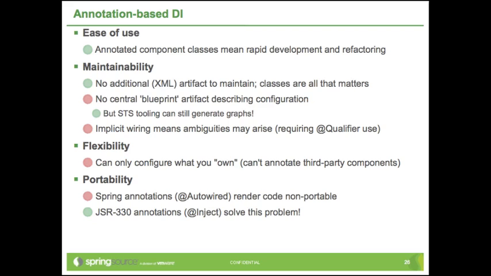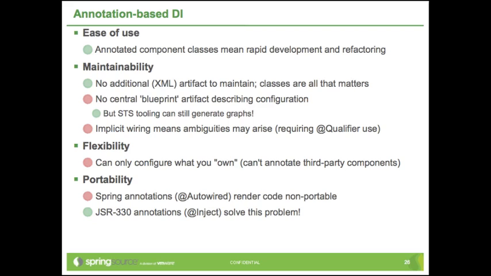Maintainability, again, no extra XML artifact. That's nice. But you lose that central blueprint, right? That's a downside. There's no one place that you can look to see how everything's wired together. Today, in the Spring Source Tool Suite, it can generate graphs. It can generate bean graphs, just like it's always been able to do with XML. It can generate the same graphs or something very similar for applications that are auto-wired together. So that really helps mitigate that downside.